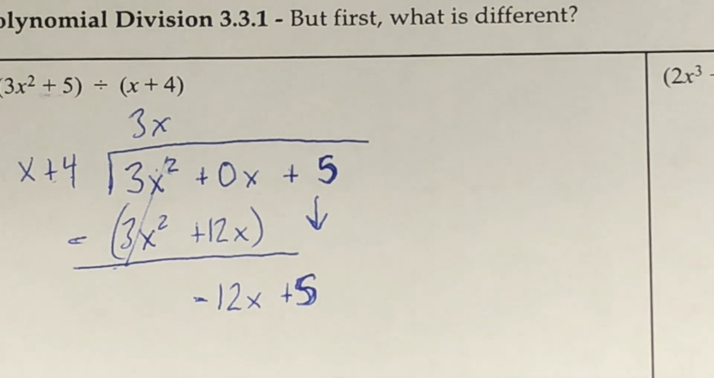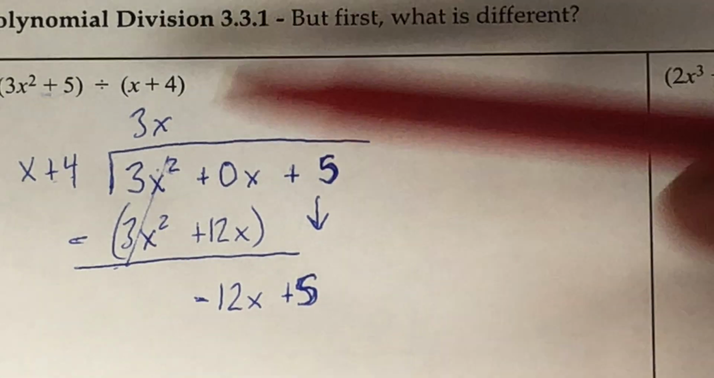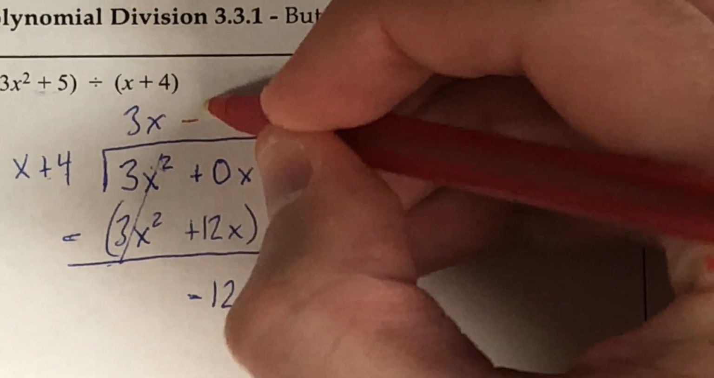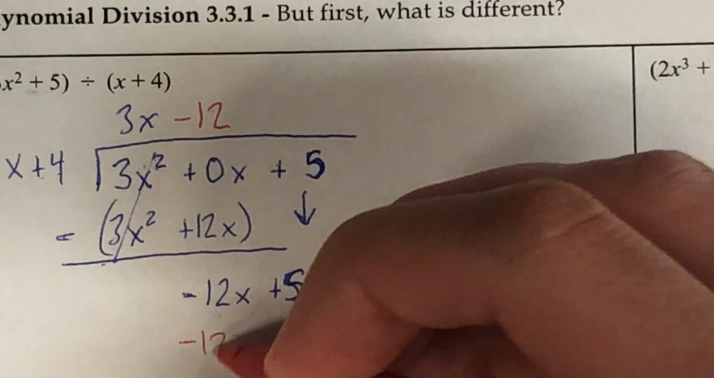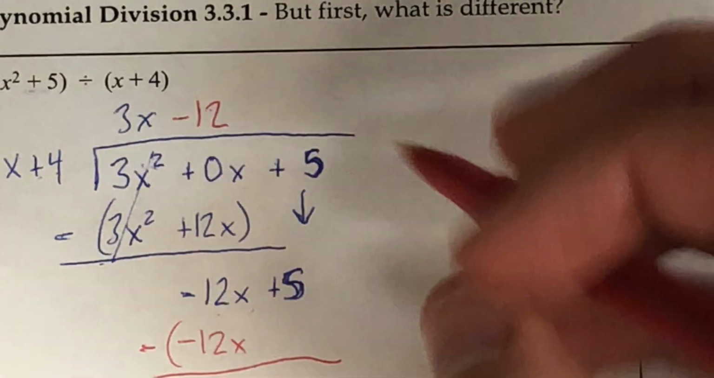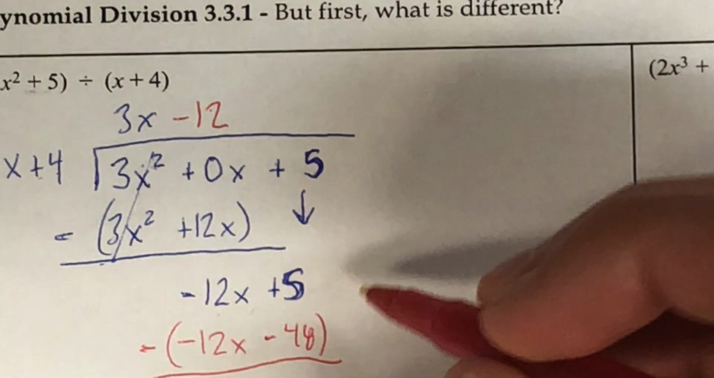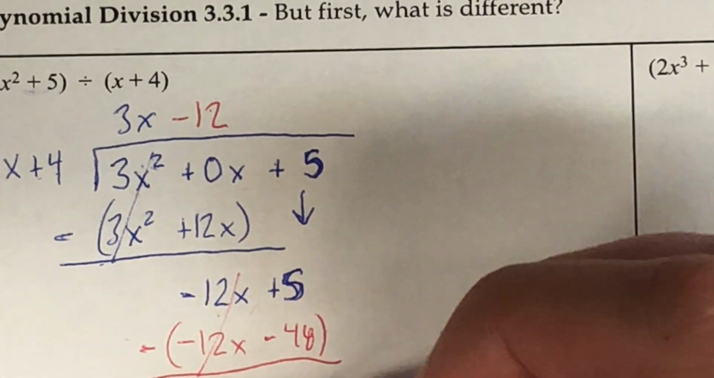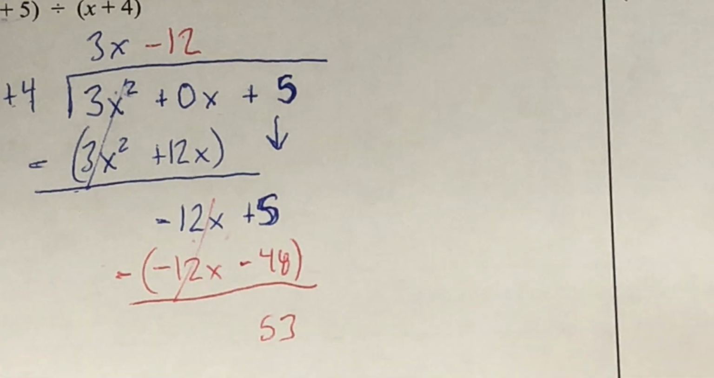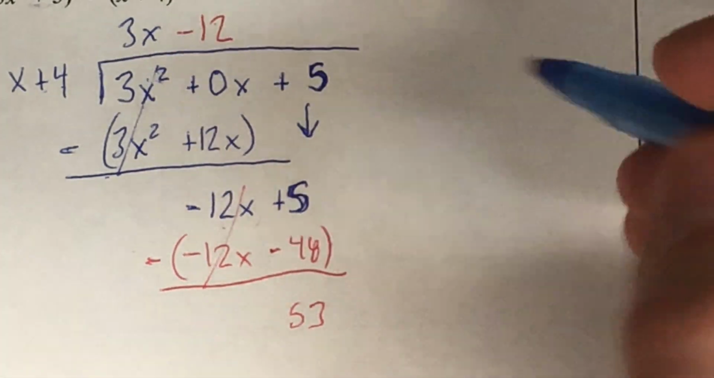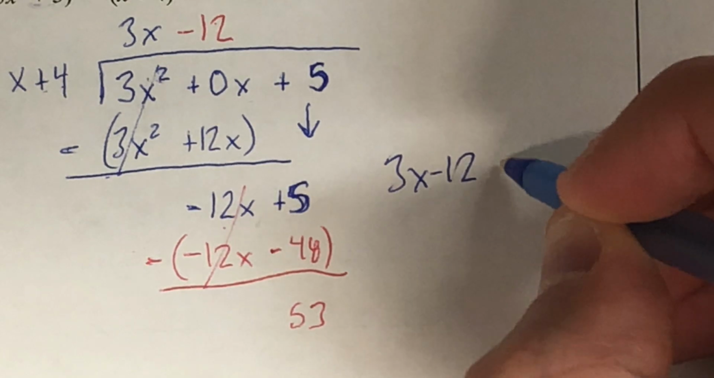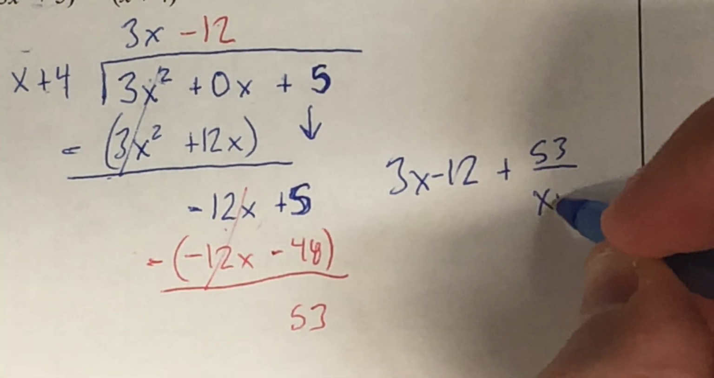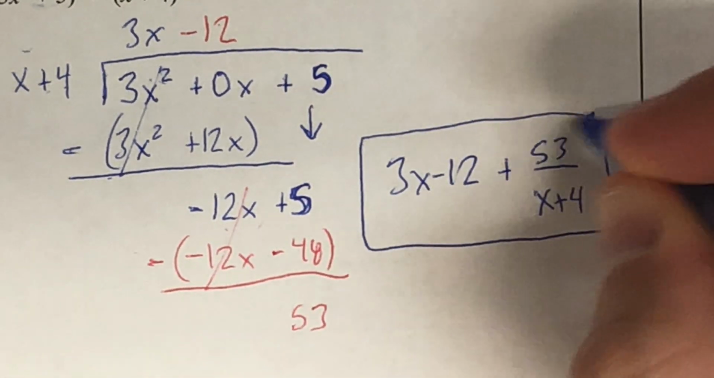So next, figure out x times what is negative 12x, x times negative 12. So negative 12 times x gives me negative 12x. That's going to cancel. Negative 12 times 4 is negative 48. So we subtract. Cancel. 5 minus negative 48, or 5 plus 48, is 53. Down to a number. And then we can write our final solution, which will be 3x minus 12 plus 53 over our divisor of x plus 4. And there we go.